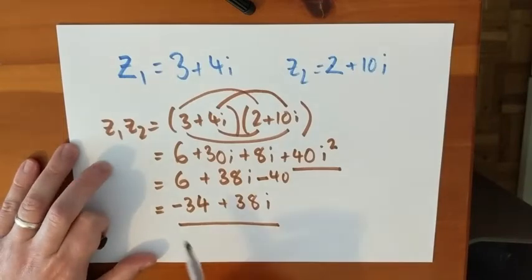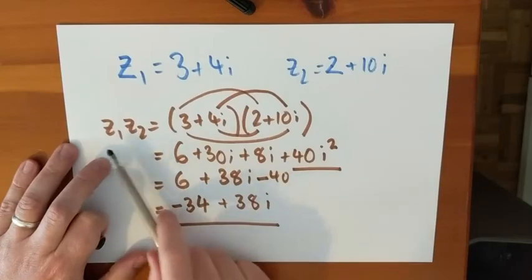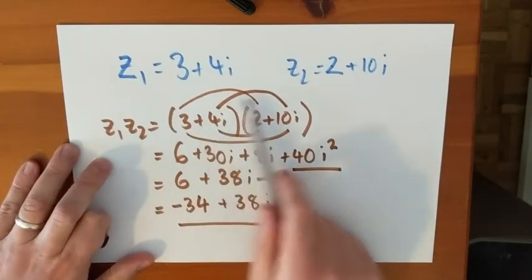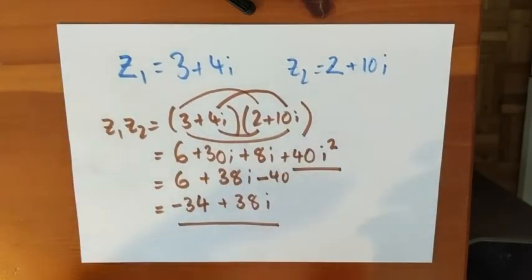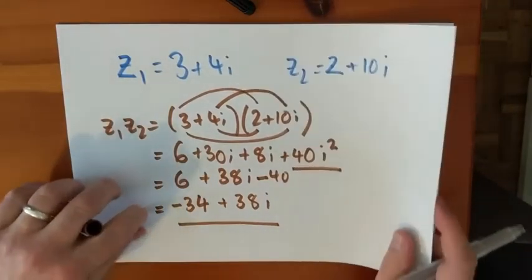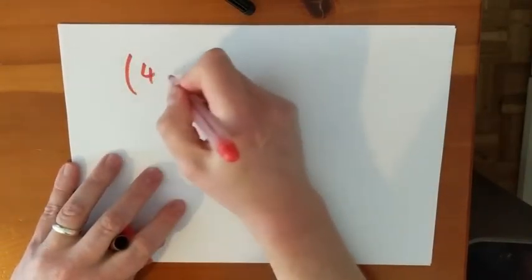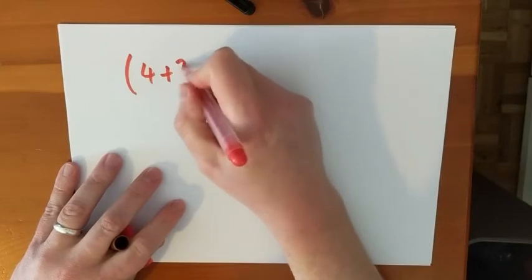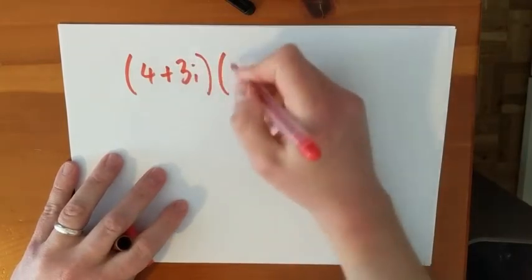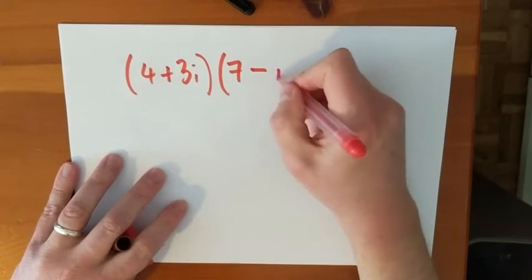So with complex numbers, it's easy to add them, it's easy to subtract them, but to multiply two of them together, you just have to take a little bit more time. And it's like multiplying out brackets that we've seen previously. Let's just do another quick one. I'm going to use one with some negative numbers involved here. Let's say we had 4 plus 3i, and then here we're going to have 7 take away just i.